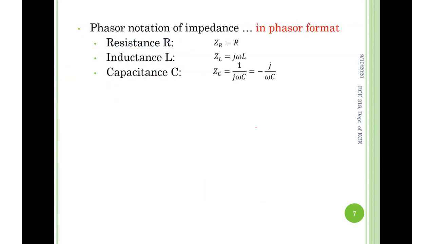These are the things we have discussed in the lab. The impedance of the resistance is nothing but the resistance itself. The impedance of the inductance equals j omega L. And the impedance of the capacitance equals 1 over j omega C, which further equals negative j over omega C. Of course, omega is the angular frequency, equal to 2 pi f, where f is the frequency.